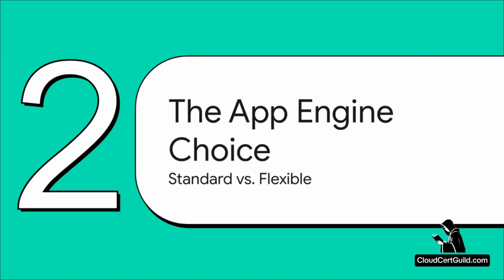All right, let's zoom in on App Engine. Because even after you've picked the apartment building, you have another choice to make. And this is a big one. Do you want the standard environment or the flexible one? It really comes down to that classic trade-off. Do you want simplicity or do you need more power?